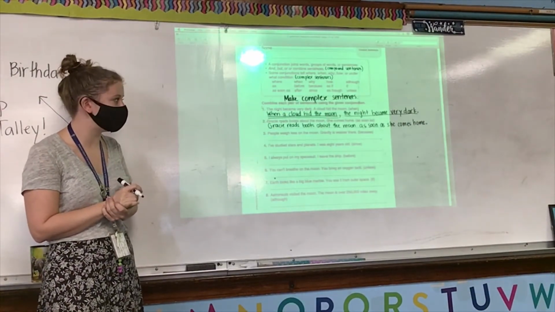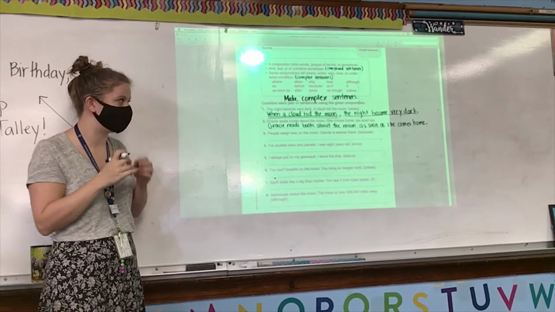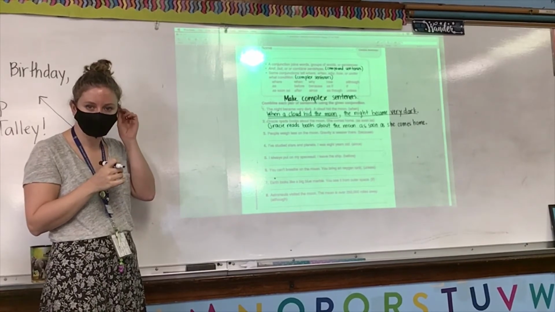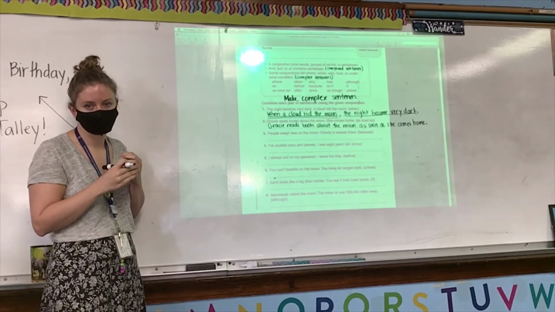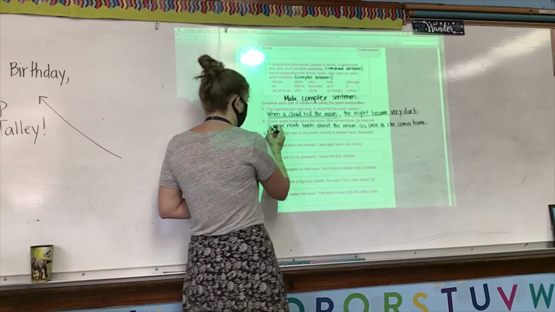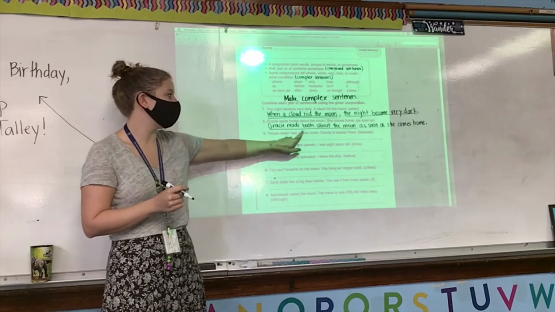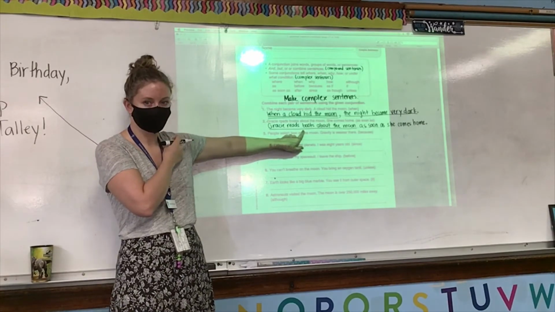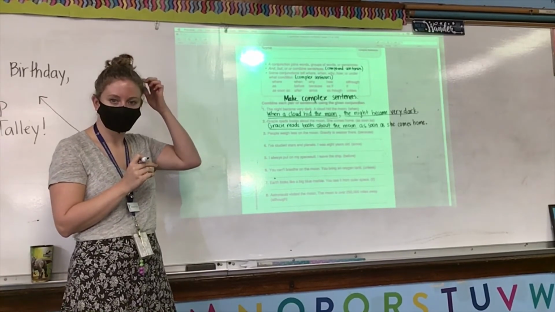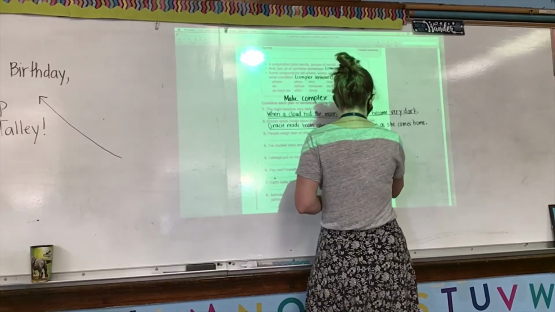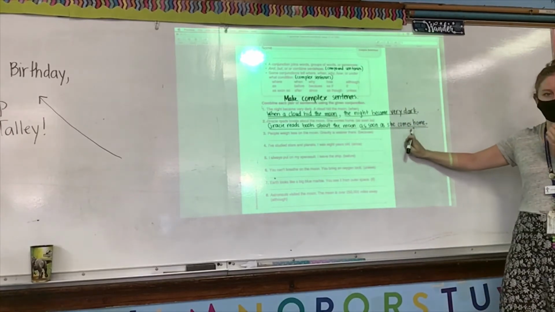Okay, Zari, which part of that sentence is the independent clause? Gracie reads books about the moon. Good. We have our subject, Gracie, and our predicate, reads books about the moon. Which part is our dependent clause, Zari? As soon as she comes home. We have the subject, she, and the predicate, comes home.